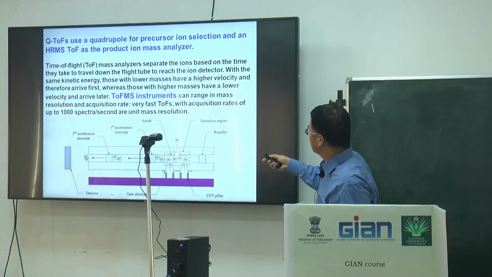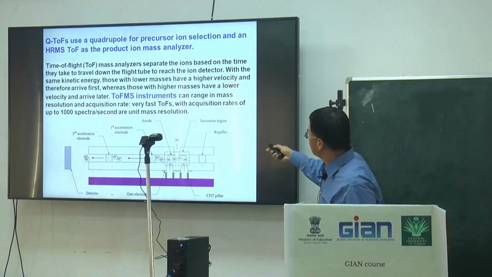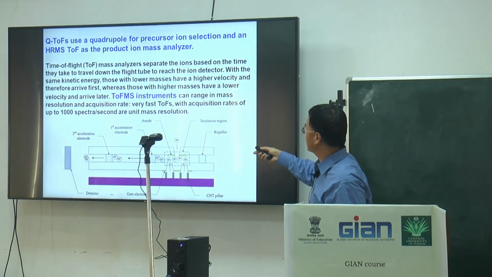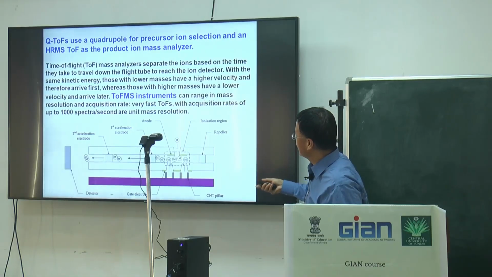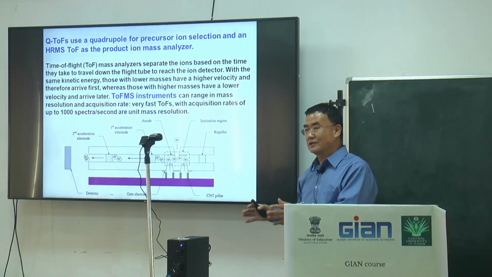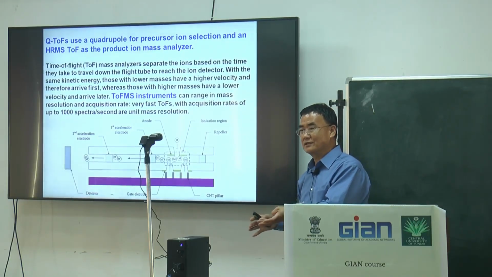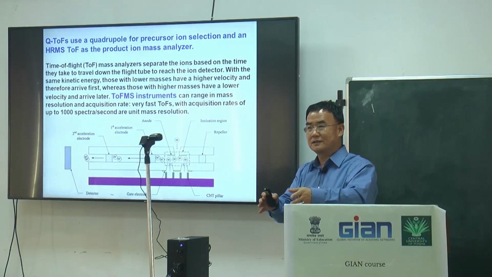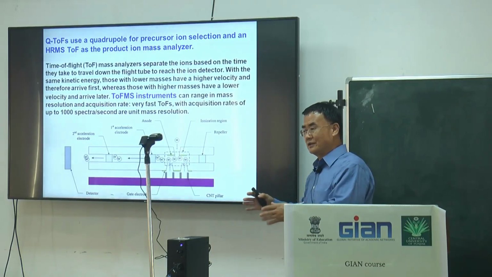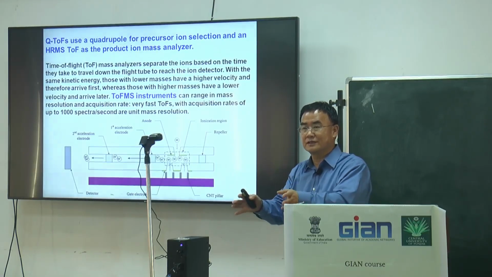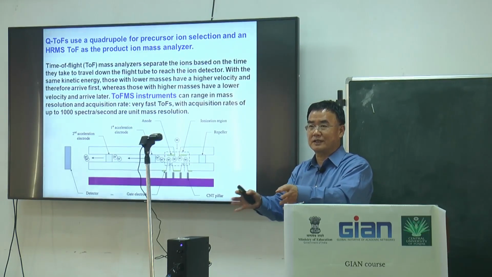A TOF MS instrument can also arrange the mass resolution, and the acquisition rate is very fast, up to 100 spectra per second. You can also do mass selection, like a molecular weight selection. You can select from small molecules, like 200 and above, or 200 to 400, because if you are interested in molecules with this molecular weight, you can focus on this.